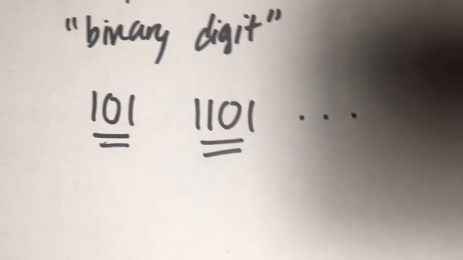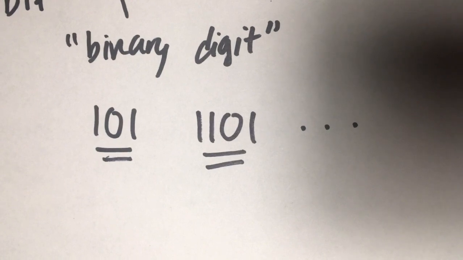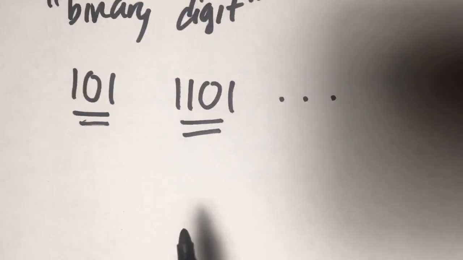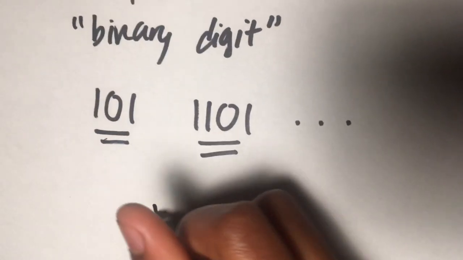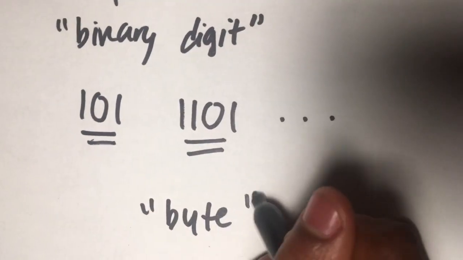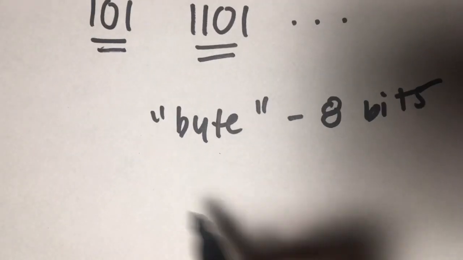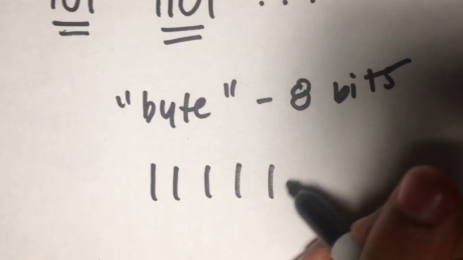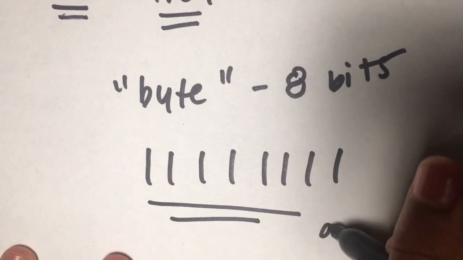There's a special count of bits that is used in computer programming a lot, and it has its own term. This count of bits is 8 bits, and that's called a byte. For example, 11111111, that would be categorized as a byte.